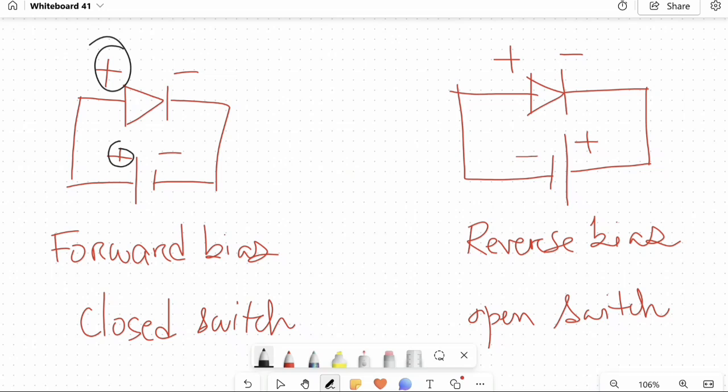On the other hand, if we connect the positive terminal with the negative side of our diode, this is called the reverse bias, and in this configuration the diode acts as an open switch, meaning it will not let current go through it. So this is what we're going to use in our circuit to electronically control the switching behavior.